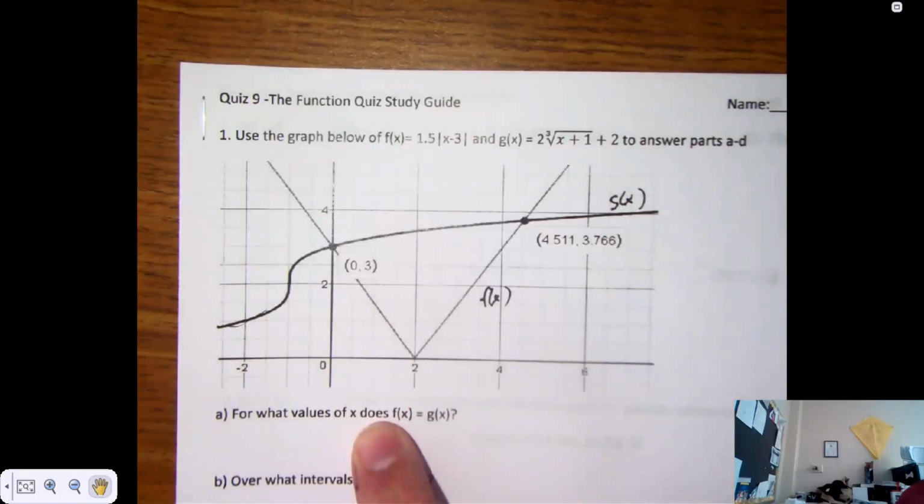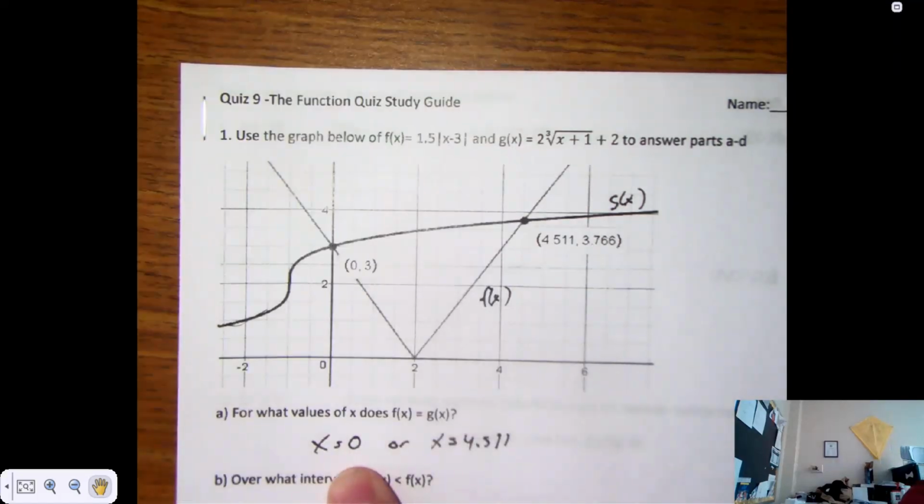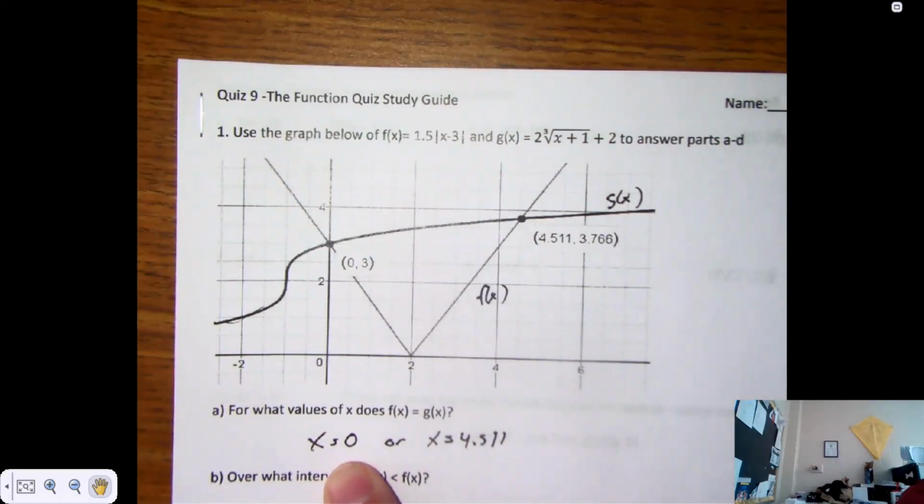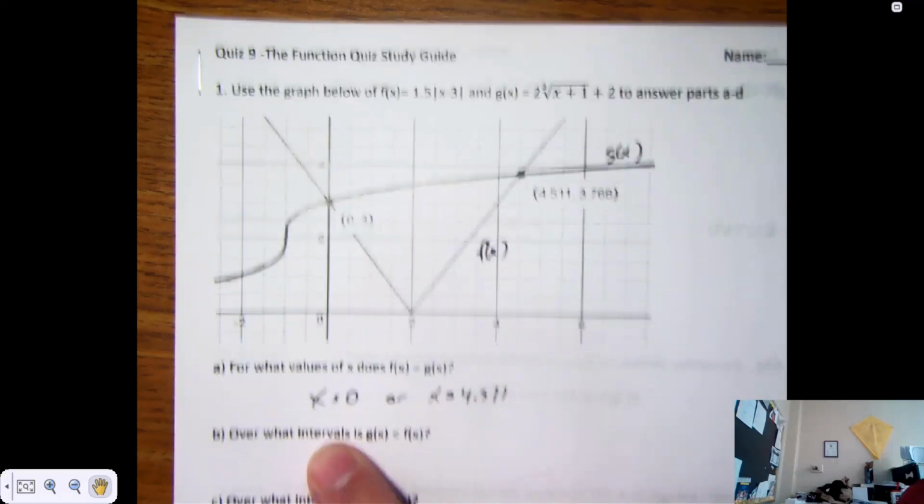Anyways, part A is: for what value of x does f of x equal g of x? What two values of x make these two things equal? 0 and 4.511. That's the gimme question. X equals 0 or x is 4.511 because that's where they intersect. Points of intersection are equality. It gets a little harder on the rest of this.